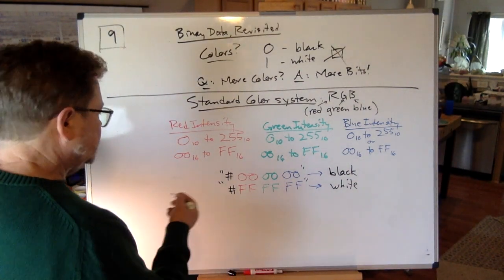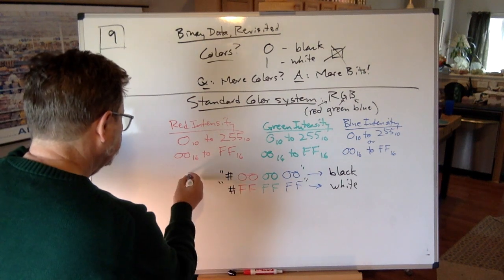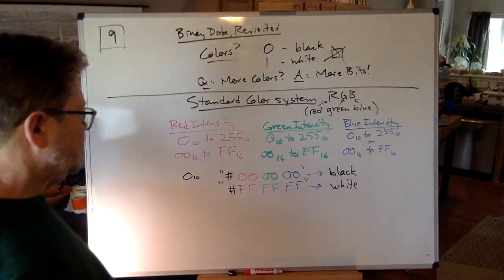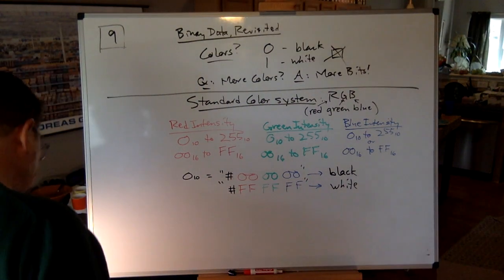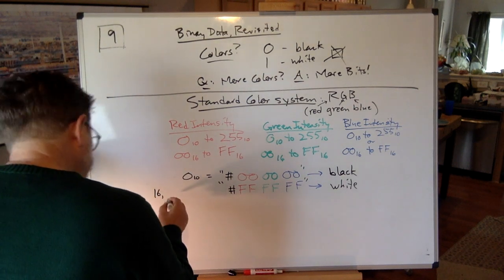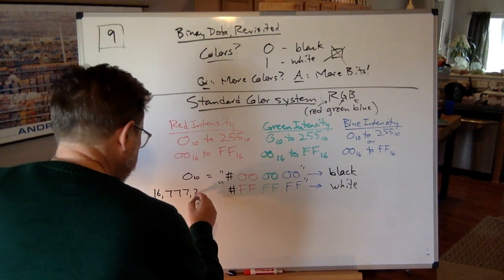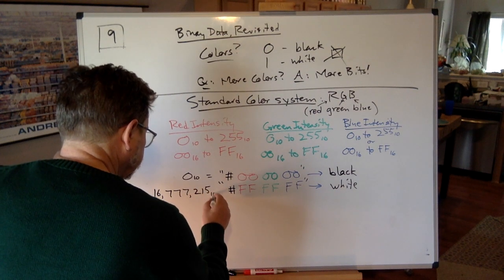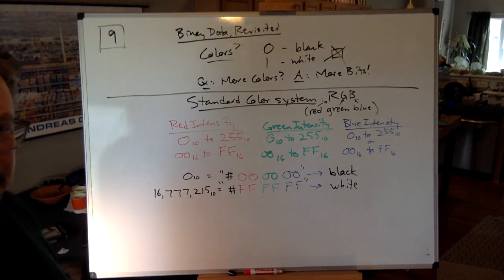Let's go back to decimal just to get an intuitive lock on what's going on here. That's 0. I know that. 0 in base 10, I can do that without even looking it up. The other one I cannot, because it is 16,777,215 base 10. That's a huge value for black.